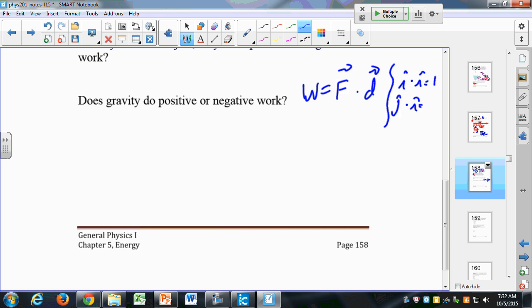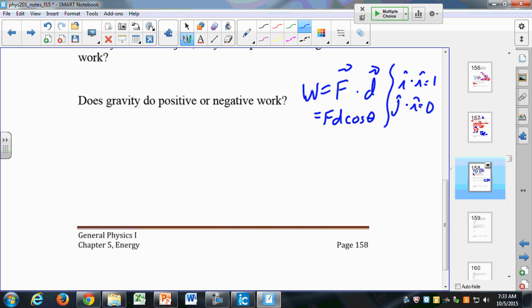i dot i, for example, was equal to 1. j dot i was equal to 0. That's based on the definition of our dot product, which is that it's equal to F D times cosine theta. So with i dot i, both of these vectors are parallel and in the same direction, so the cosine of 0 is equal to 1. Whereas j dot i would be 1 times the cosine of 90, and the cosine of 90 is equal to 0. So that's where j dot i is equal to 0.